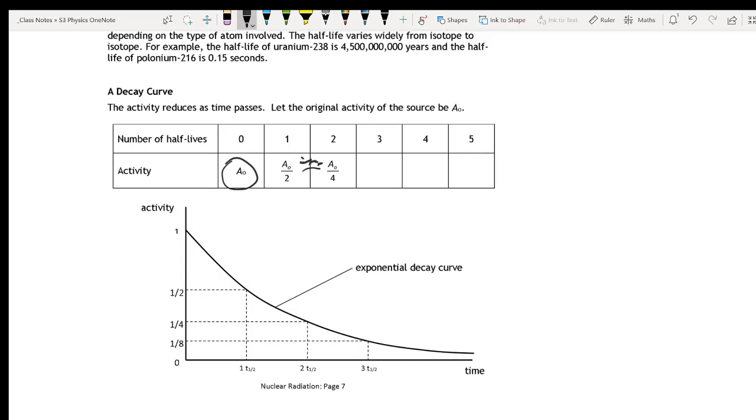So you're basically halving it each time. So after another half-life, it's half again, so it's a quarter, A0 divided by 4. And as you told me earlier, after 3 half-lives, it's a quarter of A0 divided by 2 again, which is 1/8 of A0, so A0 divided by 8.